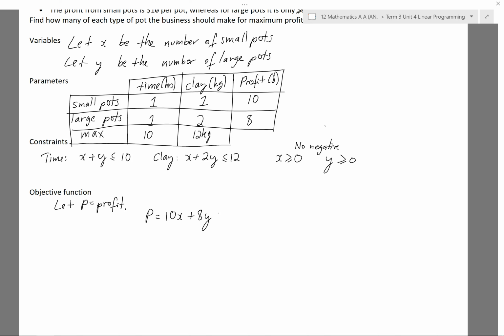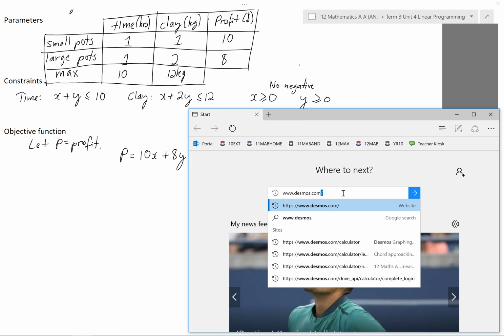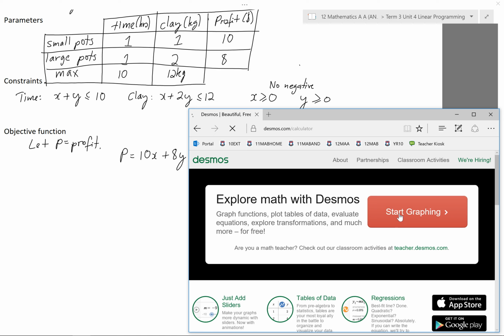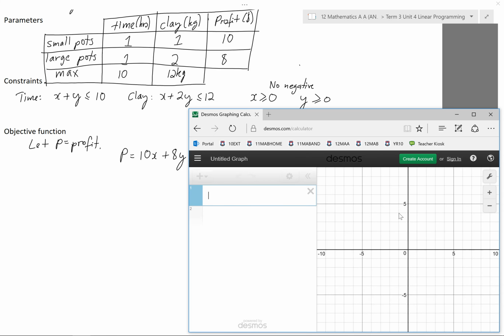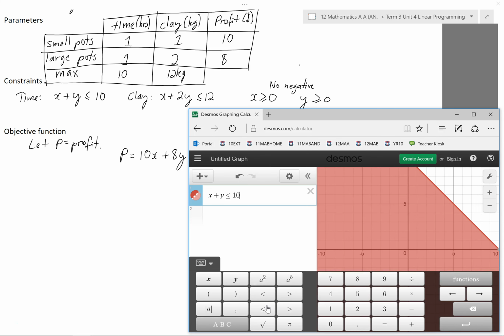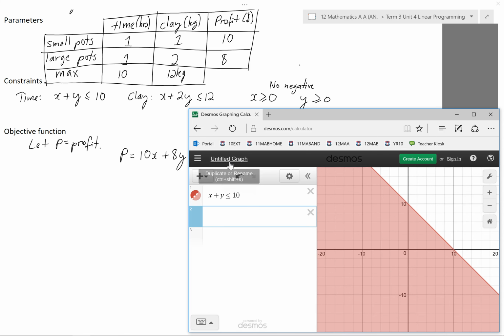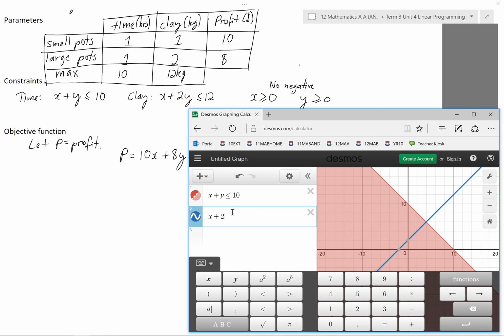The first we'll look at is Desmos. To use Desmos, I'll just type in www.desmos.com and I'll start graphing. Since I used x's and y's, I can just simply type these equations in. So x plus y, I've even got all these signs here ready to go, less than or equal to 10, and it's already shading it for me, which is great. I'll put the time constraint in, I'll put the clay constraint in as well, x plus 2y less than or equal to 12.